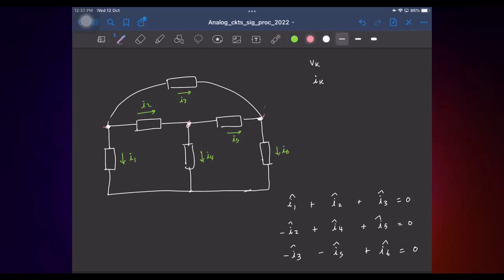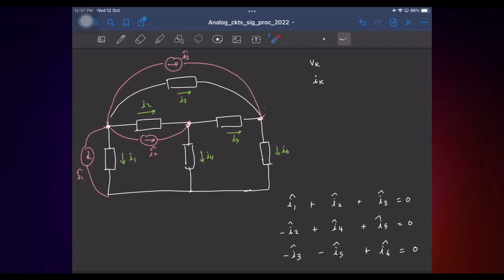So if I do that, here I'll add a current I1 hat. Here I'll add a current I2 hat. So at this node I will add I1 hat plus I2 hat plus I3 hat, that is 0. Fine. At the second node I have to add minus I2 plus I4 plus I5. Minus I2 is already here, I'll just add plus I4 hat and plus I5 hat. In the last node I need minus I3, minus I5, plus I6. I already have minus I3, minus I5, so this is I6.